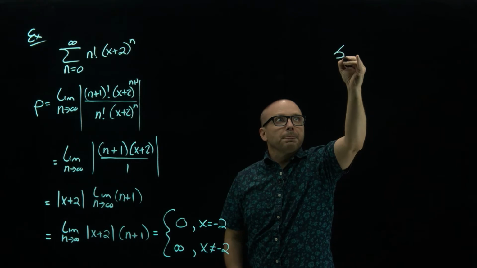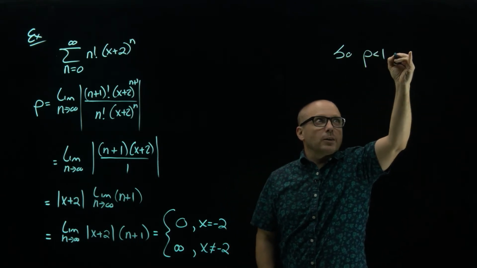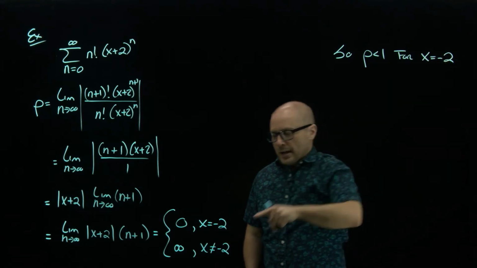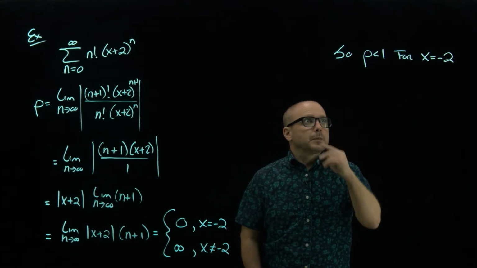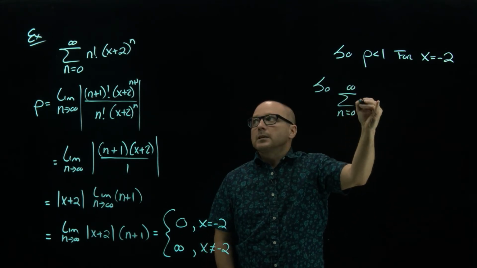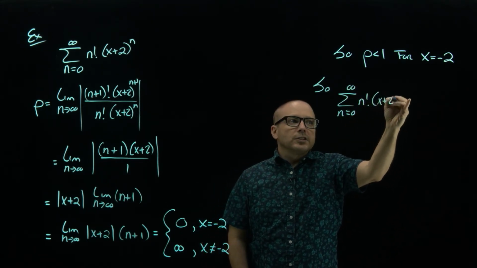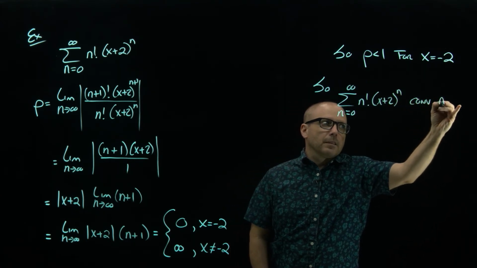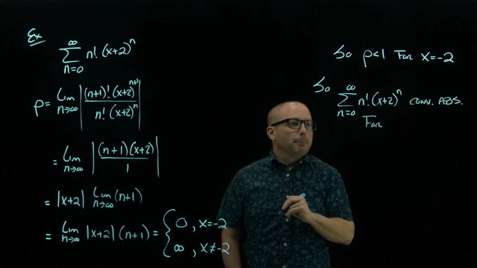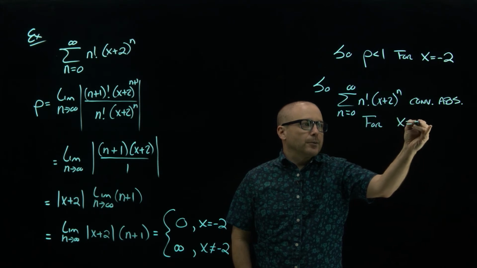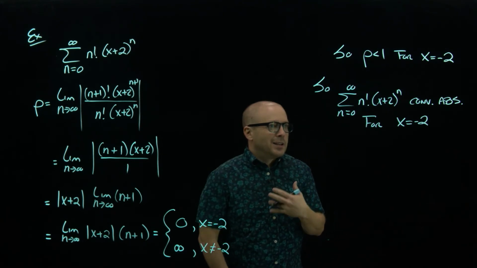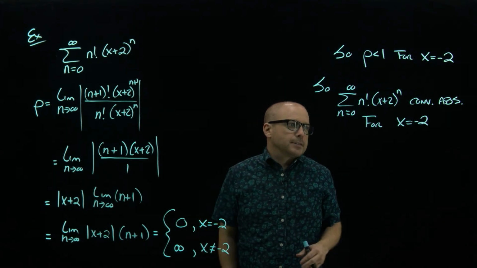So in other words, rho is less than 1 only for x equals -2. Otherwise, it's bigger than 1. It's infinity. So our power series converges absolutely only for that single value. There's only one value you can plug in that makes it convergent. So there's no conditional convergence because there's not really any endpoints.